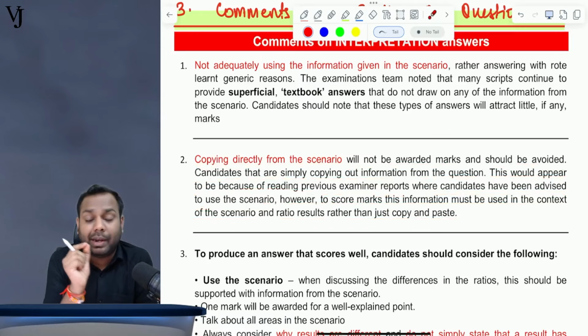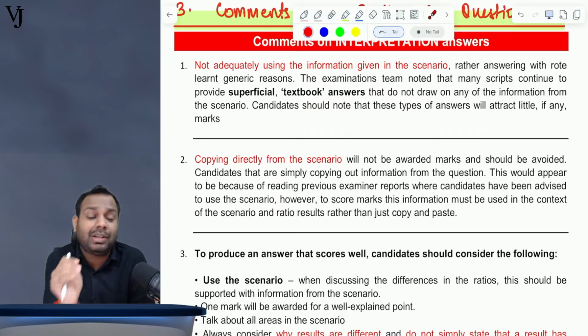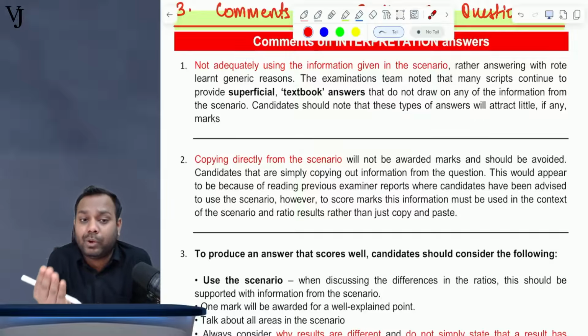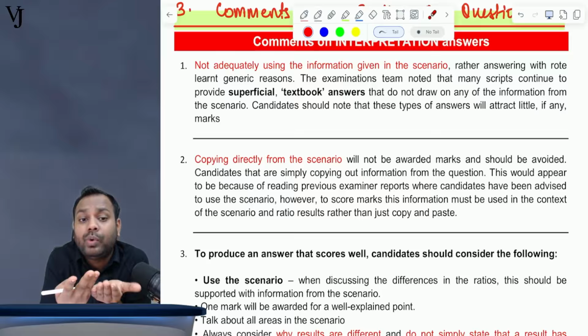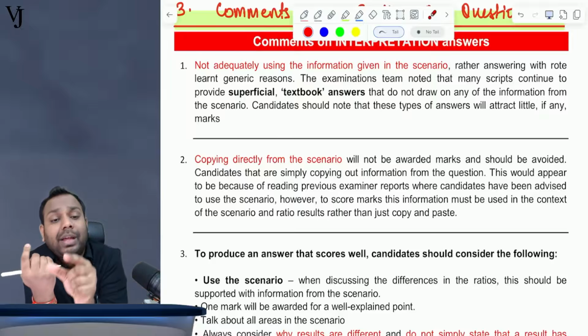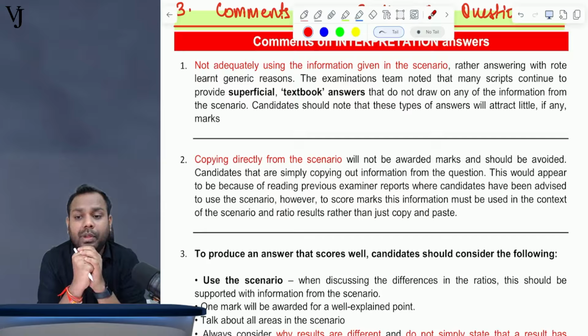So understand, neither are you required to write the rote learnt reasons of increase and decrease, nor are you required to copy paste the entire scenario. What we are required to do is use the scenario to explain the reasons of increase and decrease. Are you understanding this part with me? Come on guys, tell me, are you understanding this part with me?